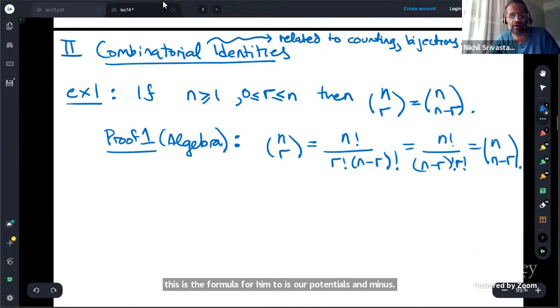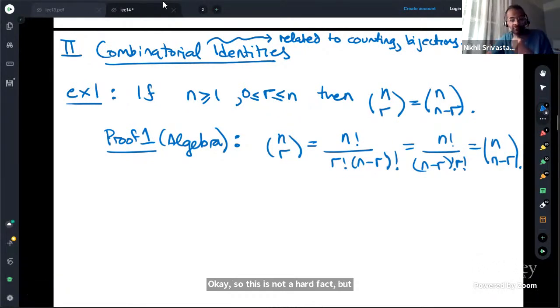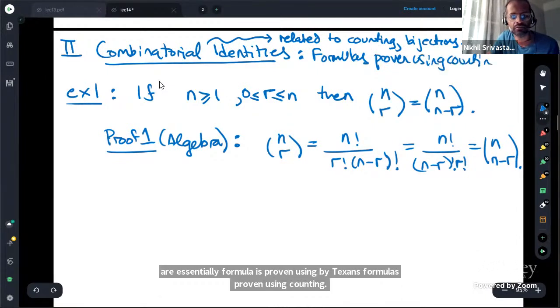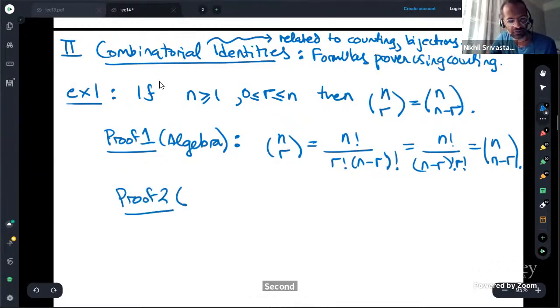Okay, so this is not a hard fact, and there's an algebraic way to prove it, but there's a really cool way to prove it using bijections. The combinatorial identities are essentially formulas proven using bijections, or formulas proven using counting. The second proof is based on bijection.